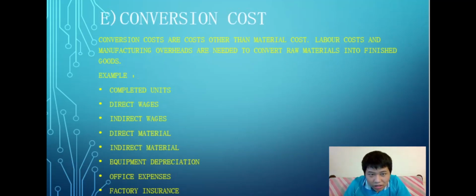Then I want to start presenting about conversion costs. Conversion costs are costs other than material costs, such as labor costs and manufacturing overhead, needed to convert raw material into finished goods. Examples of conversion cost are completed units, direct wage, indirect wage, indirect material, equipment depreciation, office expenses, and factory insurance.